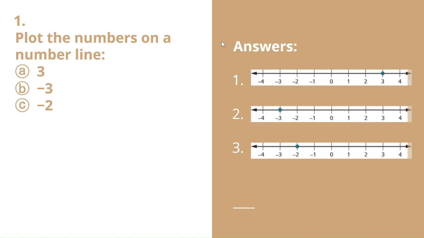Okay, so the answer is, for number 3, it's 3 after 0 on the right, which is positive. -3 is on the left, which is negative, and -2 is also on the left, which is negative.